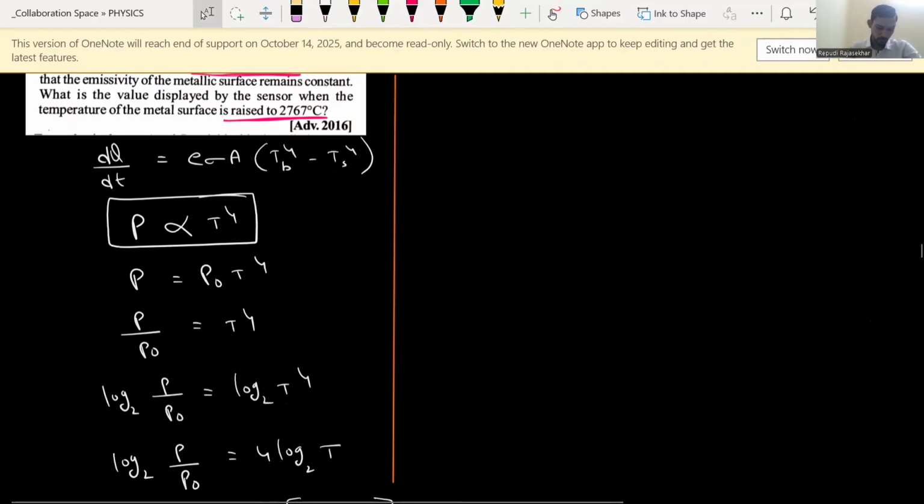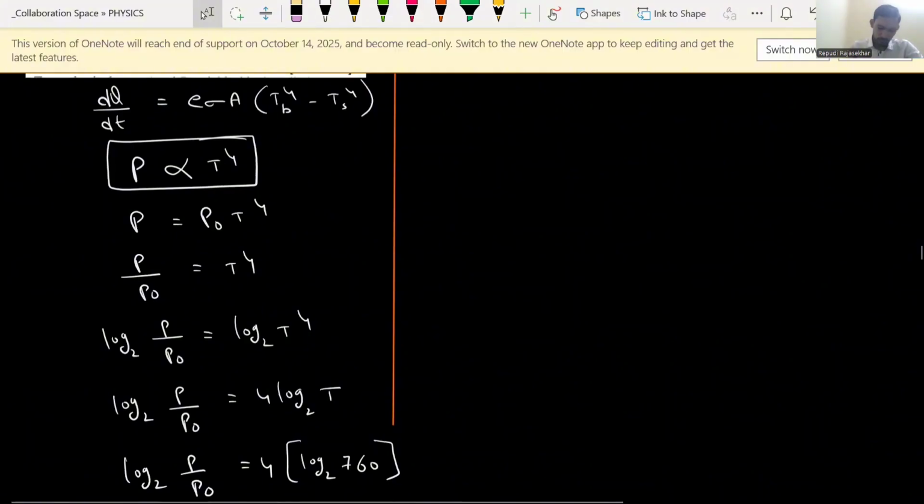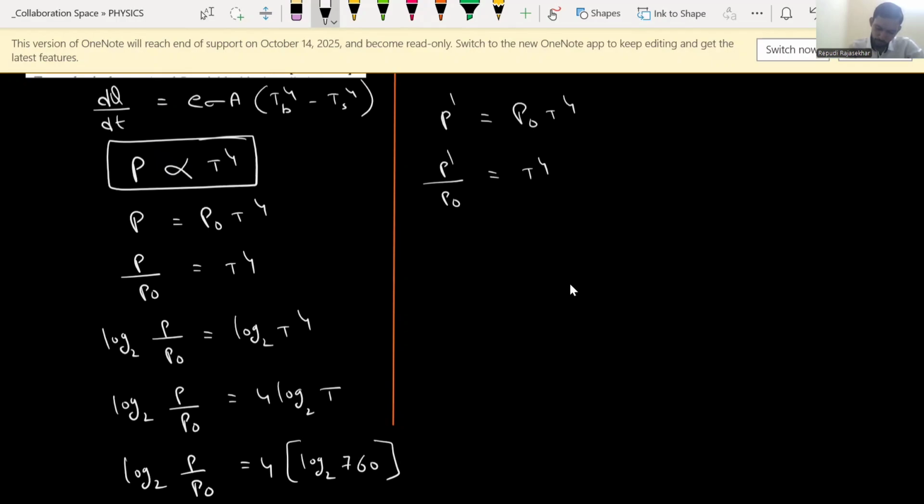Again, the process this time is that I apply the rule P equals P naught T power 4, which is the actual relation. So I take P dash equals P naught T power 4. So P dash by P naught equals T power 4. Take log base 2 here also. Log base 2 of P dash by P naught equals 4 log base 2 T.